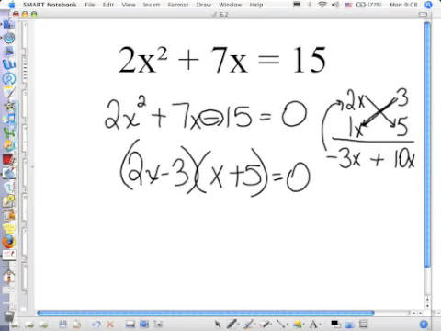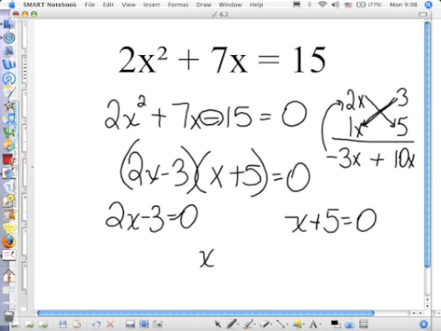Equal to 0. Step 2, factor. Step 3, set each factor equal to 0 and solve for x. So I take 2x minus 3 equals 0 and x plus 5 equals 0.